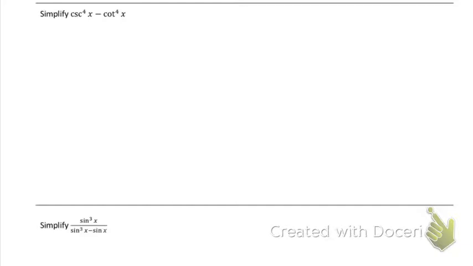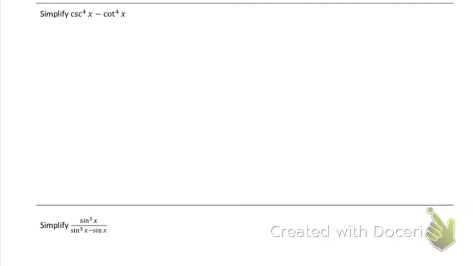Our next one is cosecant to the 4th minus cotangent to the 4th. Now, before you start turning this into sine and cosine, be careful to read the directions, because the directions will simply say simplify. It doesn't say turn it into sine and cosine and then simplify. It just says simplify. So we are just going to leave it in cosecant and cotangent as far as we can and see if we're going to need sine and cosine later on.